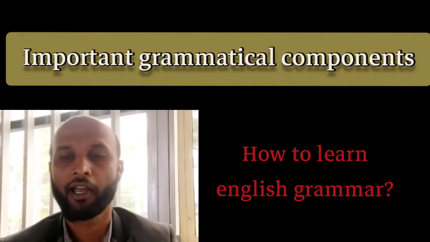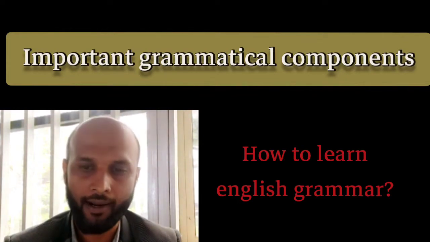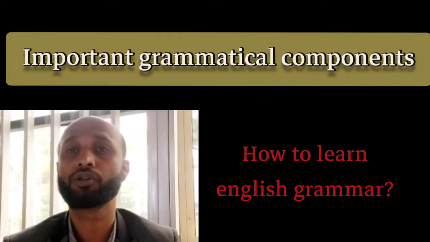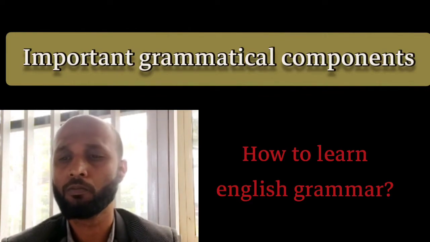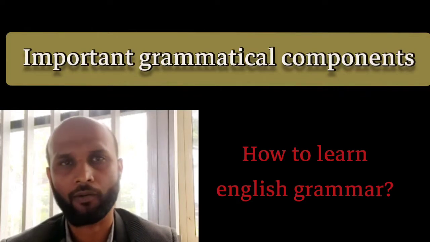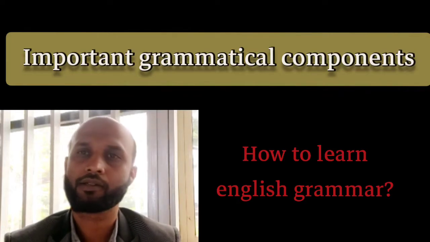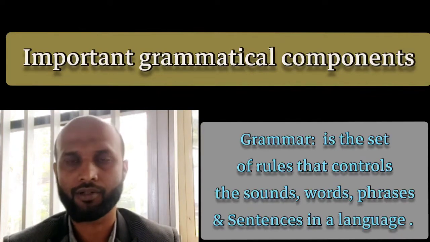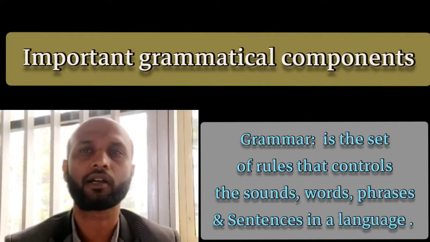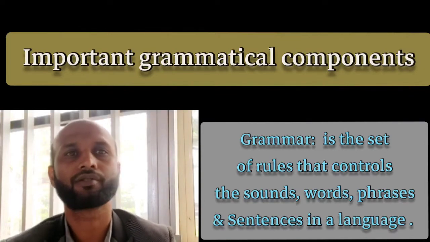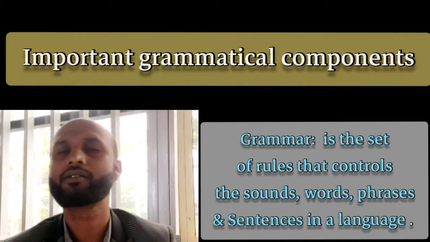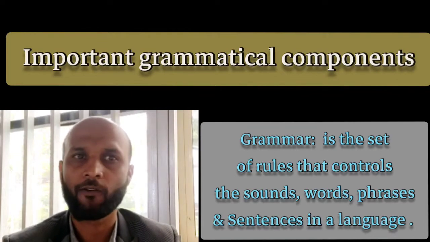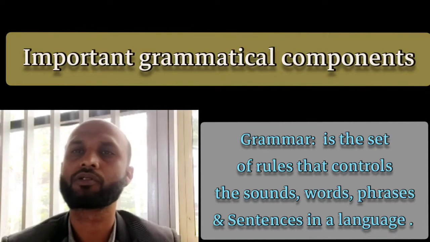Let's have a look. Every time we speak, write, read, or listen to something, we are using one or more components of the grammar of a language. Now let us try to find out what actually grammar is. Grammar is the set of rules that controls the sounds, words, phrases, and sentences in a language. It is the system of a language, and it gives language structure. In other words, everything that happens within a language is ruled by grammar.